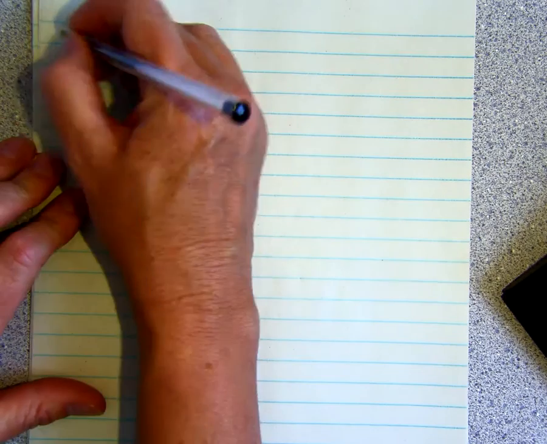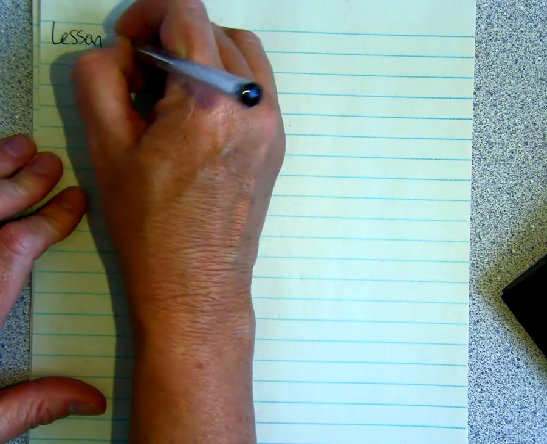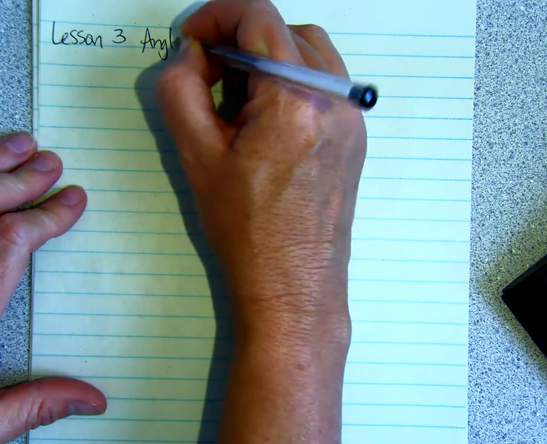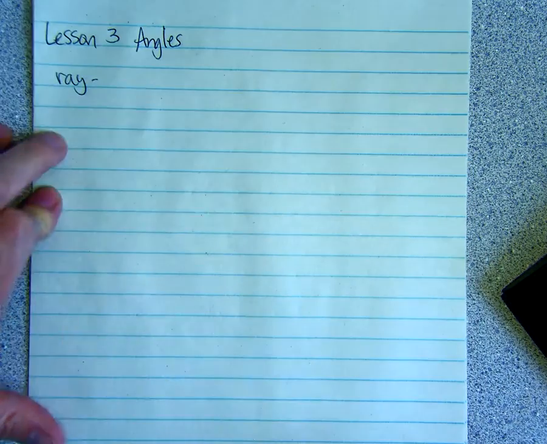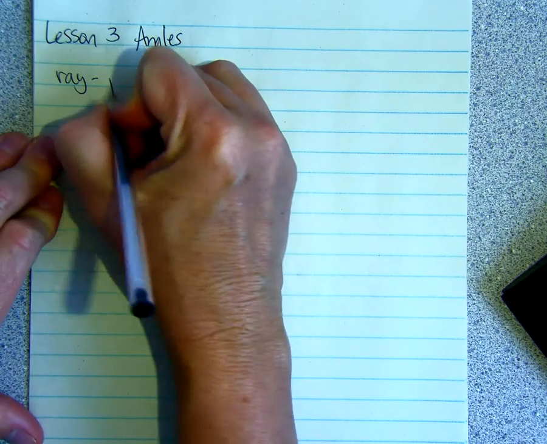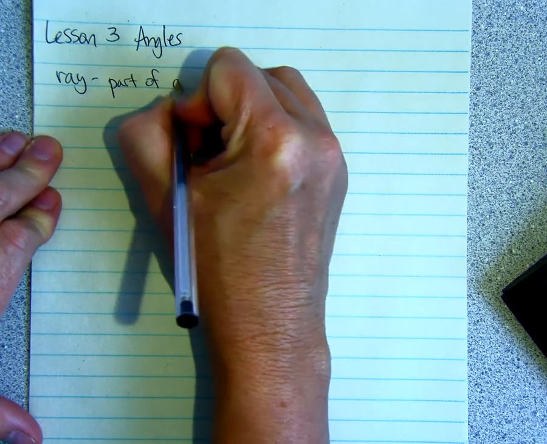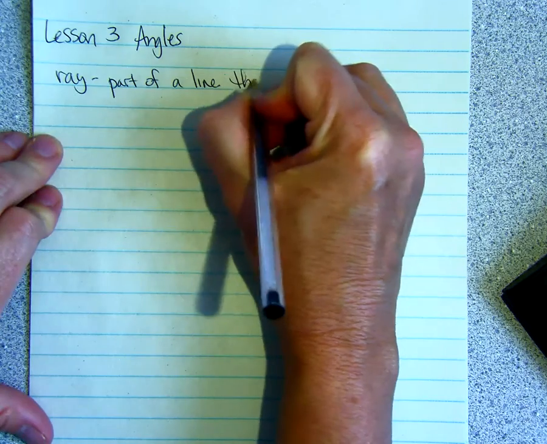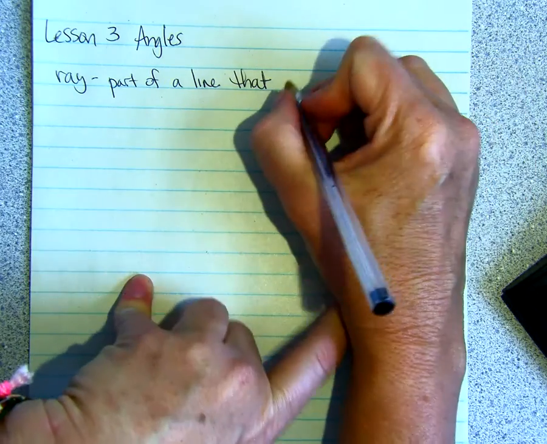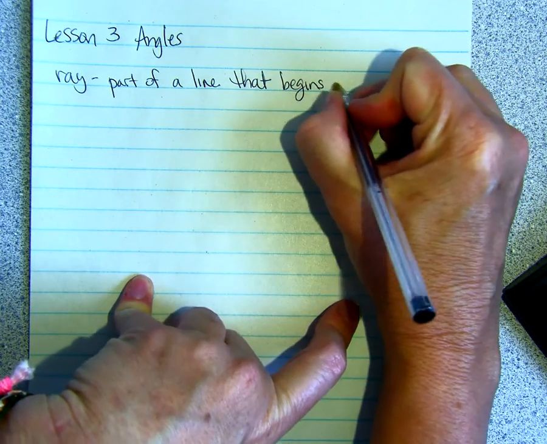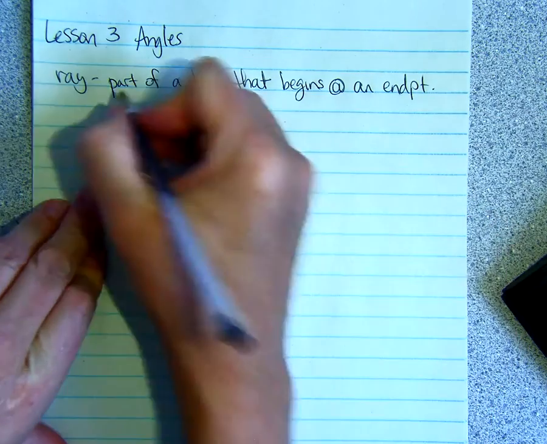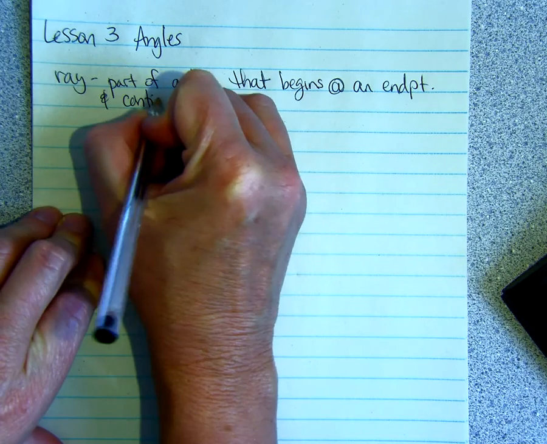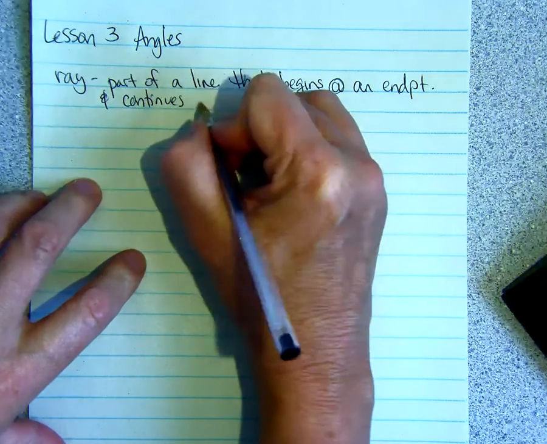Lesson 3, angles. Before we can go over angles, we have to go over what a ray is. A ray is part of a line that begins at an endpoint, in other words, at a point, and continues without end in one direction.